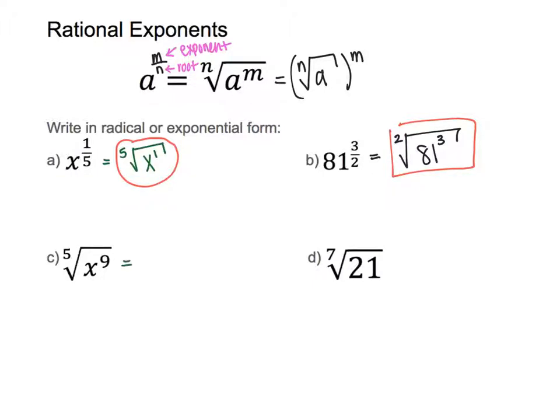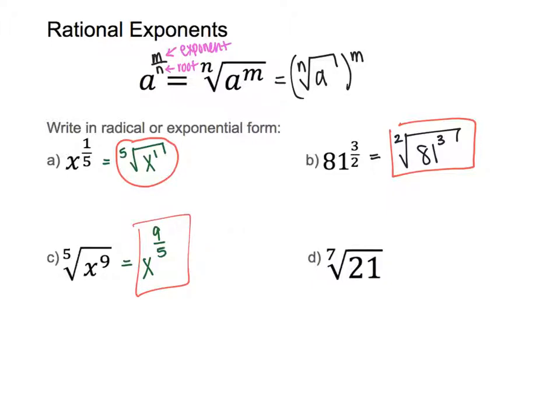So our base here obviously is this x, right? And in this case, our exponent is going to be, looks like our 9, right? And then our root is 5. So I have 9 over 5. And there we have it. We have written it in exponent form.